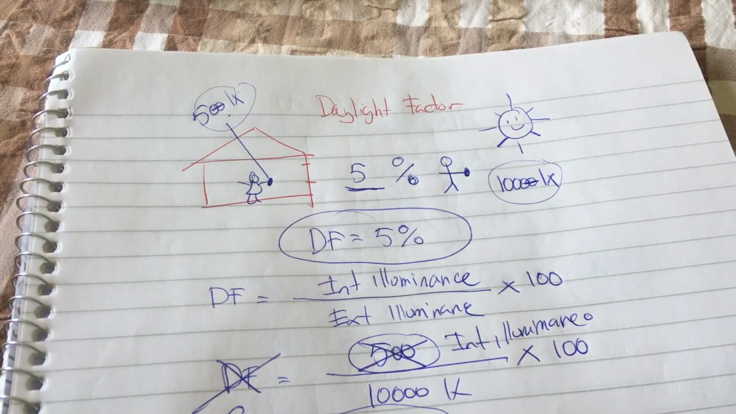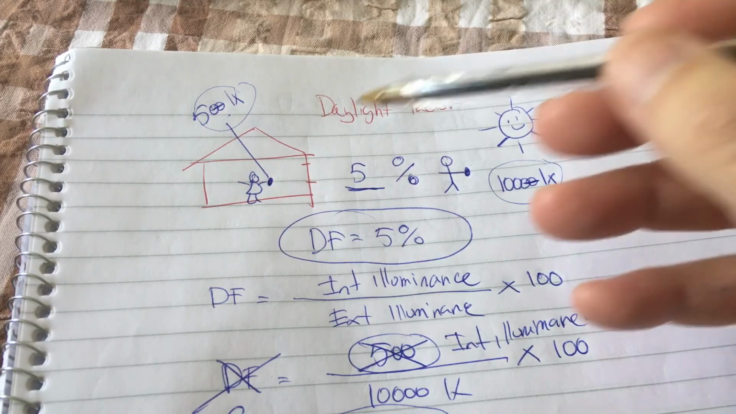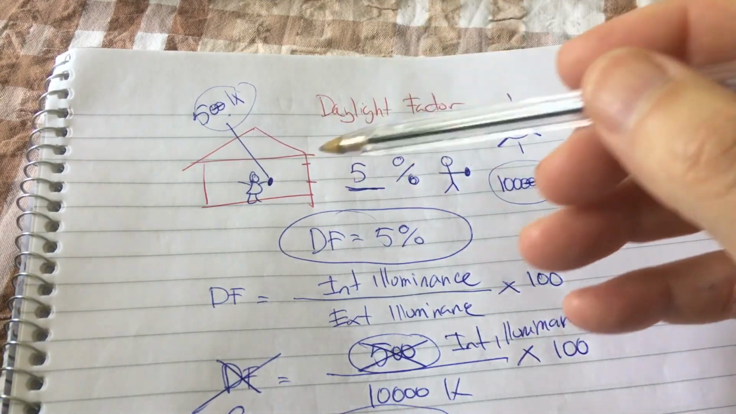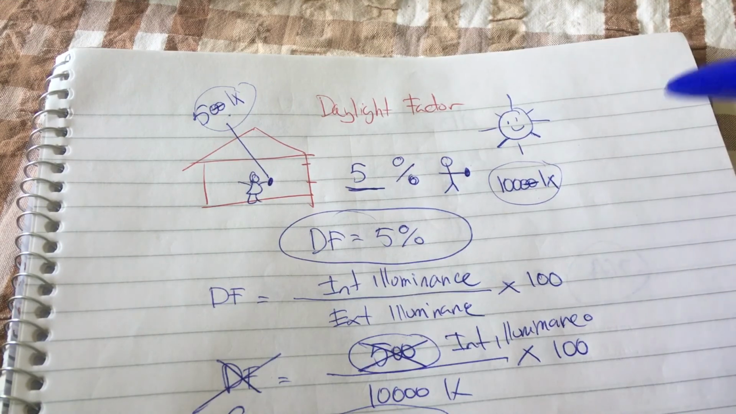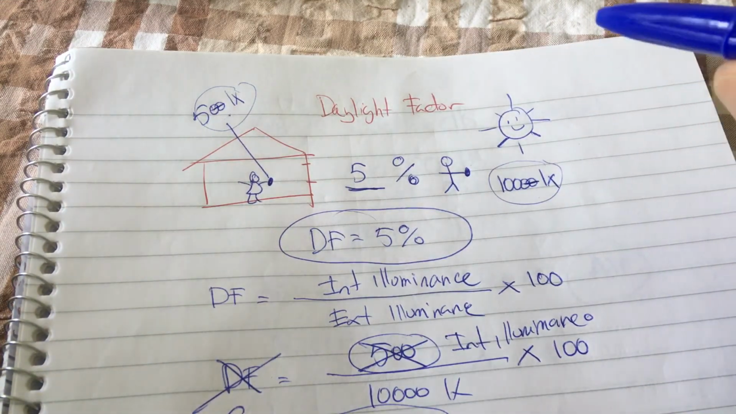And if you're in a Mediterranean country, you might want to have smaller windows. But if you are in the north of Europe, maybe you want to have bigger windows to have more solar gain. So this is just an introduction. And this is the last of the illumination videos.